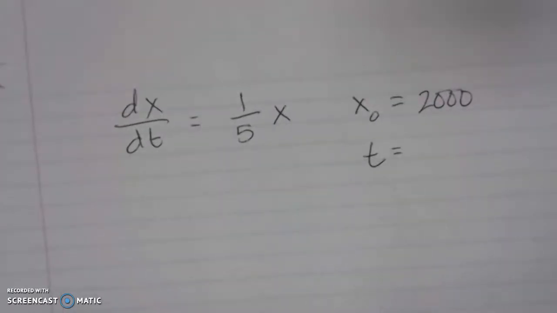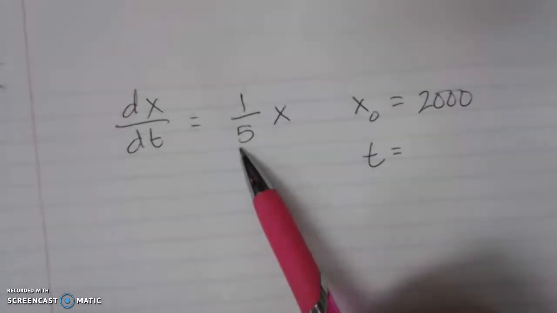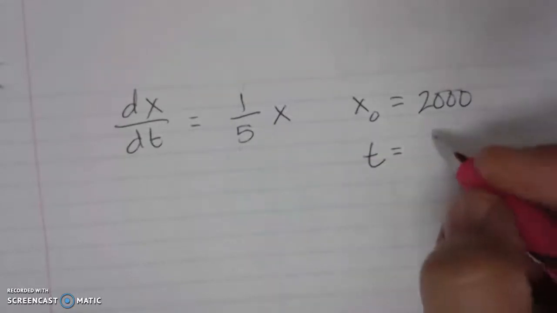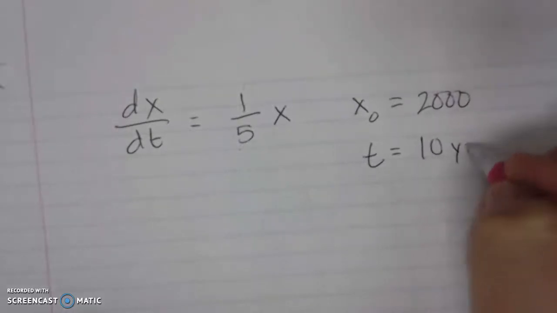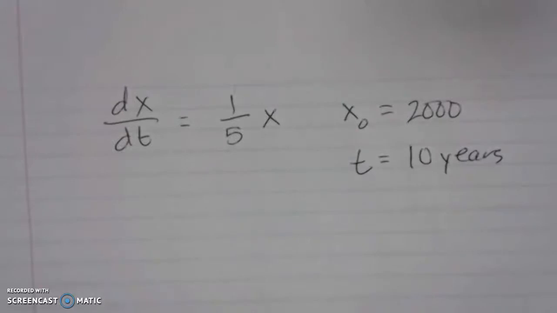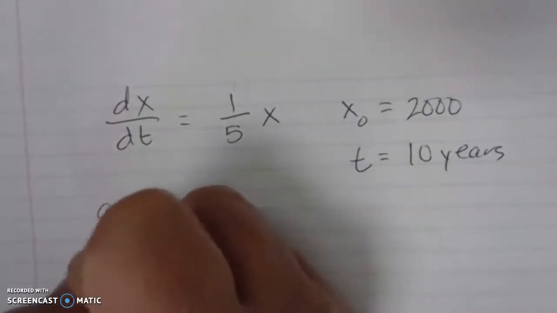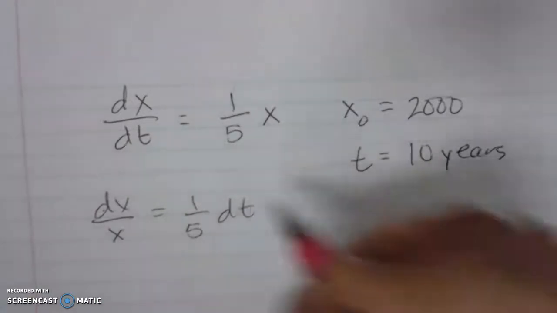Okay, let's say that the rate of growth of plants in the area is 1/5, and the initial number of plants in the forest was 2,000. I want to know what is the number of plants that there's going to be in this forest area in 10 years. So I'm just going to go through the same process. We're going to separate the variables. We're going to divide by x and multiply by dt. So we get dx over x equals 1/5 dt.